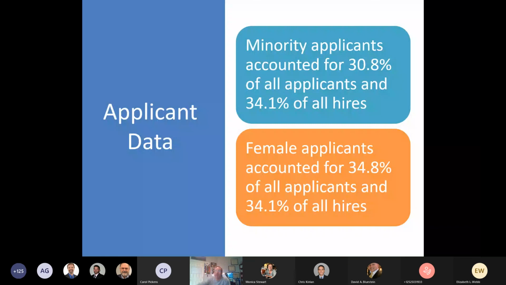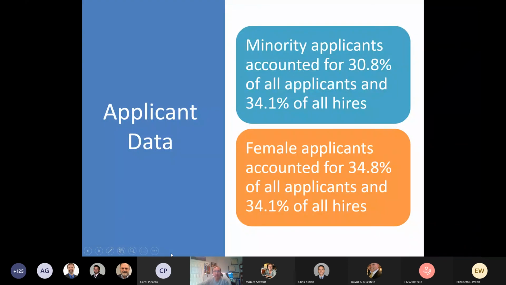So when we look at applicant data, this looks pretty good. Minority applicants accounted for 30.8% of all of our applicants. And again, you see 30.8% of applicants, 34% of hires, so that's pretty good. Female applicants is right on track. 34% of all of our applicants are female, 34% of all of our hires are female. So again, pretty good consistent data. If OFCCP did come in and look at this, they would say, looks good. They would drill down to some more things, but on the face of it, this is pretty encouraging data.